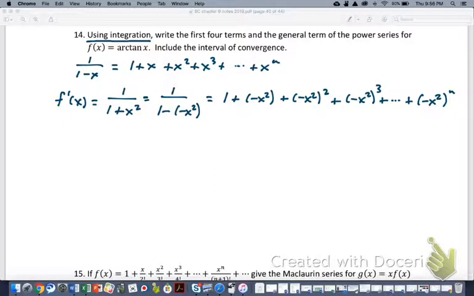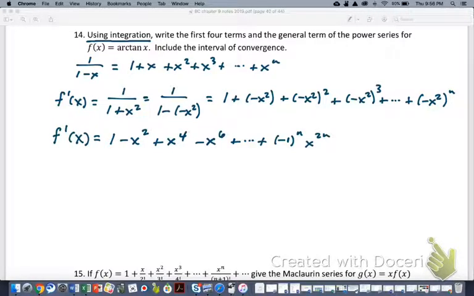Okay, just do a little bit of simplifying here. You're going to find that simplifying is a really useful tool for us. So it'll be 1 minus x squared plus x to the 4th minus x to the 6th plus ... plus negative 1 to the n times x to the 2n.